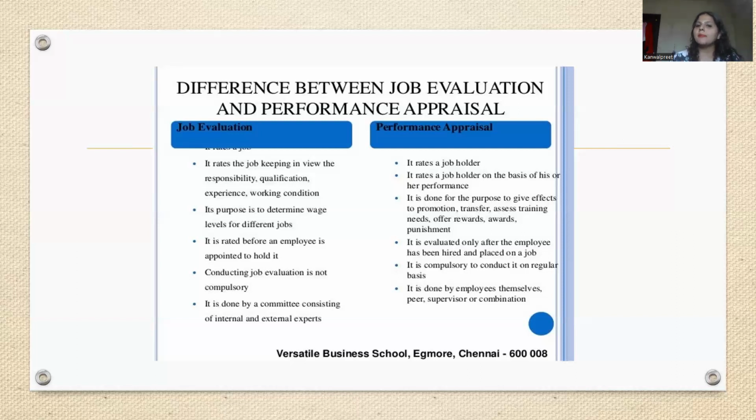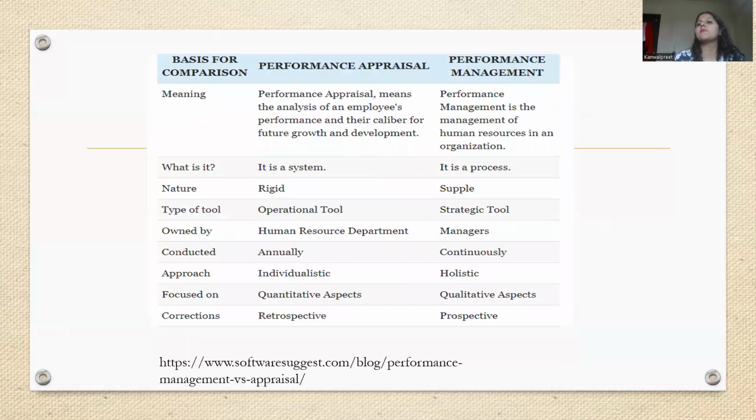And when is performance appraisal done? It is evaluated only after the employee has been hired and placed on a job. But job evaluation is done initially. It is done by a committee consisting of internal and external experts, whereas performance appraisal is done by the employees themselves, peers, superiors, or a combination. So there is a slight difference between them. In job evaluation, we are trying to determine the wage levels, the rate we should give to the employees, and in performance appraisal you are appraising the employee's performance. Now there is another term called performance management. Is performance appraisal a part of performance management or otherwise?